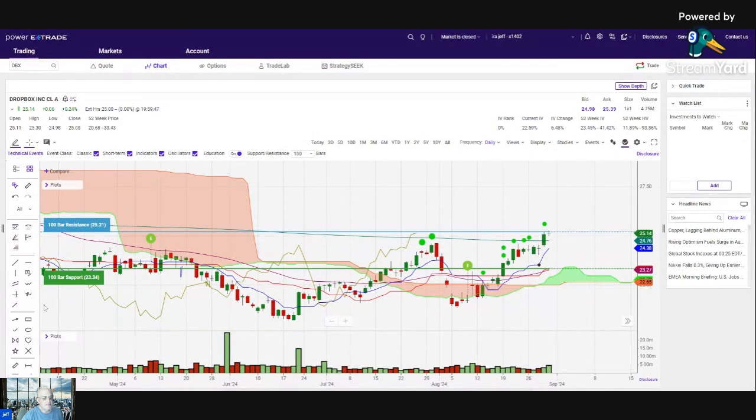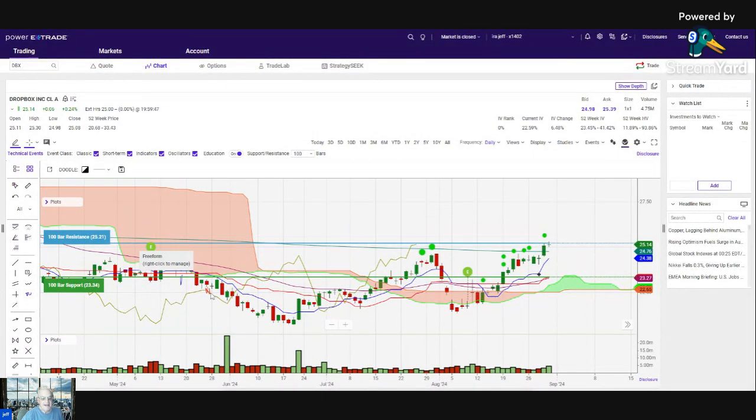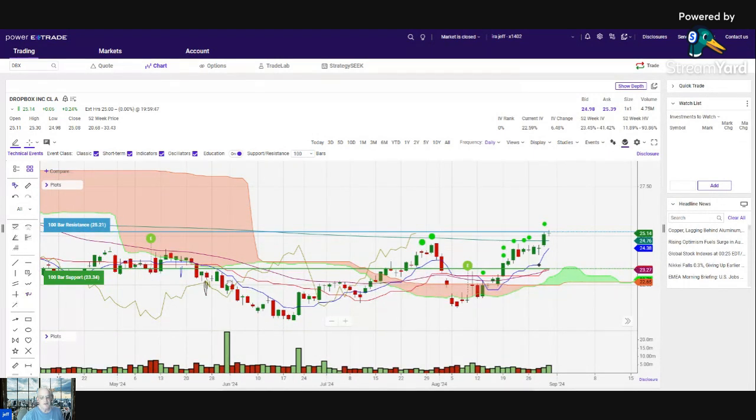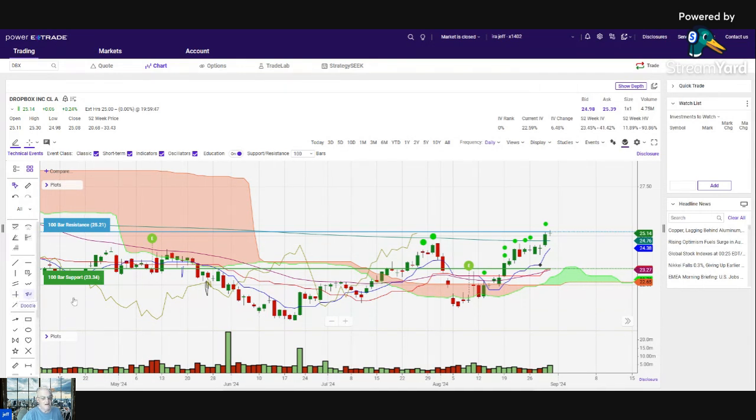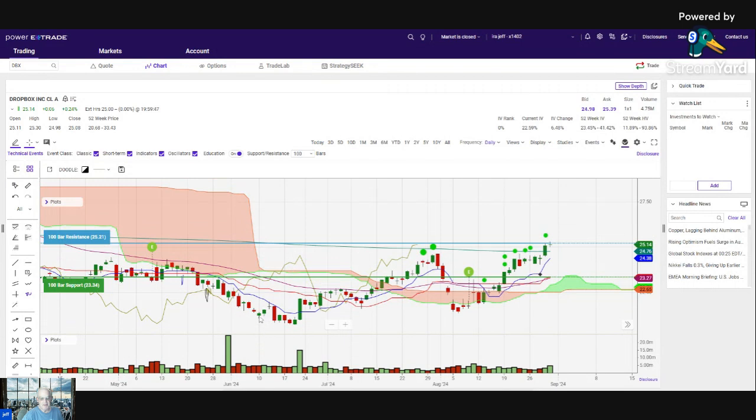Here it is. The entry right over here. Okay, so notice how it's in my favor, and then at this big candle, I would still keep it. Maybe getting out over here would be a good idea, to sell the put down here.